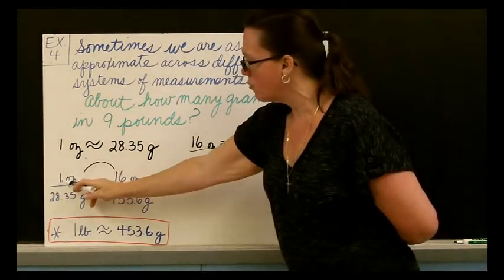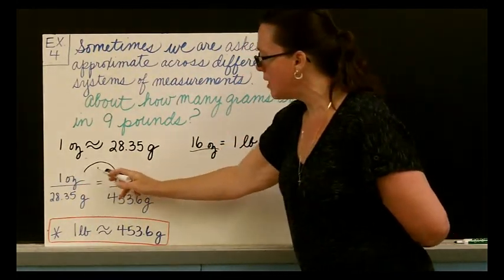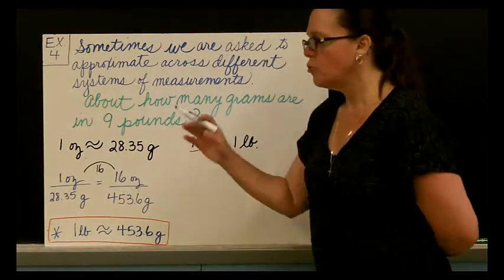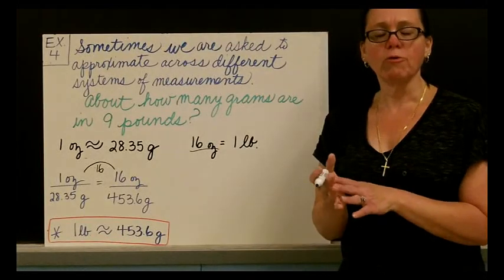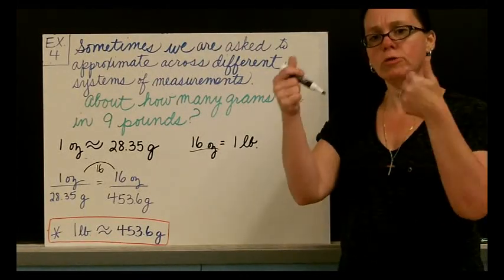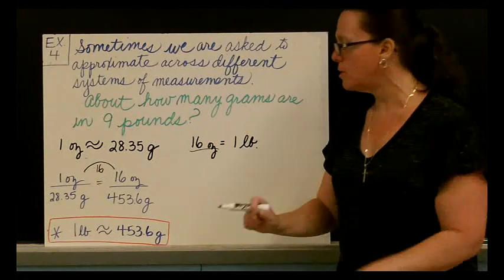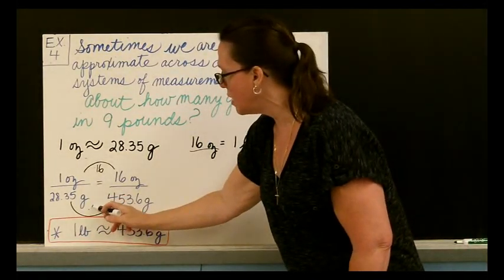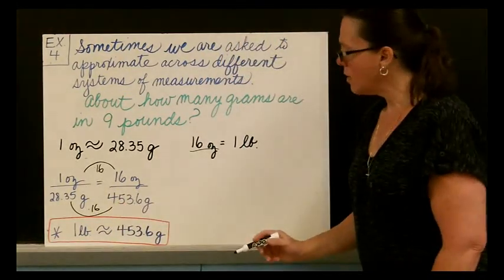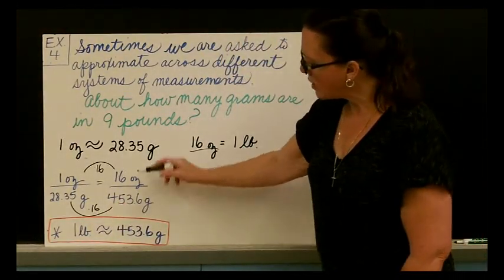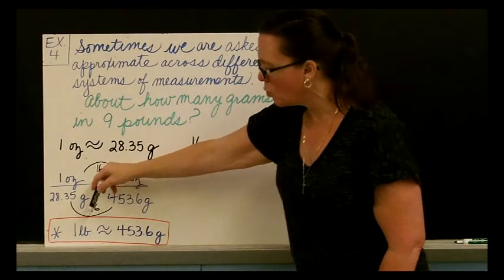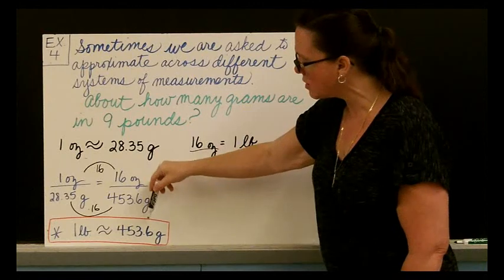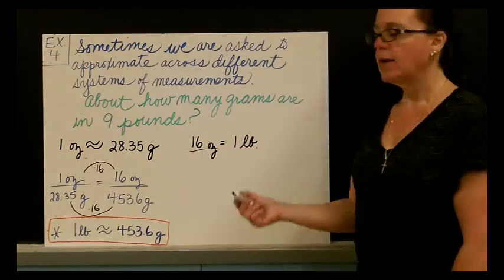I saw that to go from 1 ounce to 16 ounces, I had to multiply by 16. And you know that in order for fractions to be equivalent, whatever you do to the numerator, you have to also do to the denominator. So I multiplied 28.35 times 16, and what I found was that in 16 ounces, which is 1 pound, there are approximately 453.6 grams. We're not done yet.